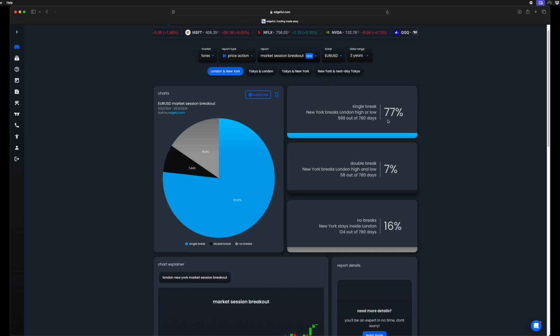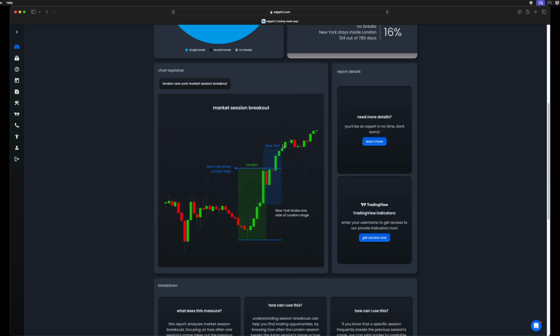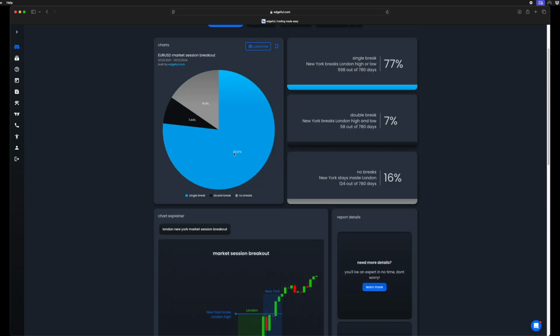3 years worth of data. 76% of the time, when New York breaks London's session high or session low, it's a single break, meaning it does not reverse to take the other side of London, i.e. you don't get a turtle soup, which means your win rate would be less than 25%.